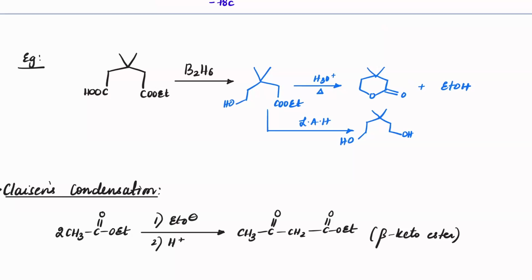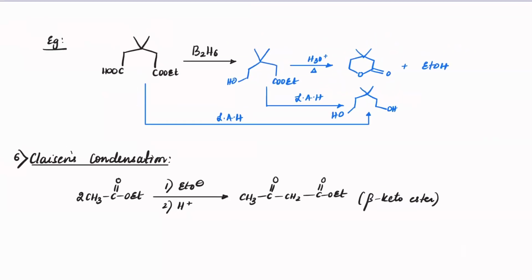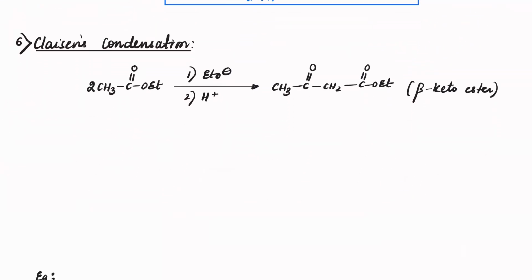In fact, in case you take this acid and react directly with lithium aluminum hydride, without making any reaction here, what if you directly react with lithium aluminum hydride? Even then you will get this one. Okay. Now let's understand the next important reaction of esters, that is, Claisen condensation.